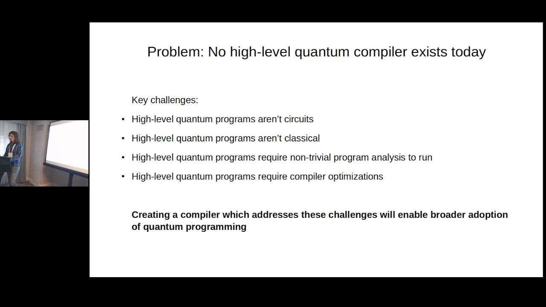And we need non-trivial program transformations to, for example, synthesize uncomputation, which we will see how we can do. And finally, if we want it to be convenient to write high-level algorithms, we want compiler optimizations, because hand optimizing code isn't really a nice experience, especially when implementing high-level algorithms. So basically, having a compiler for such languages would enable broader adoption of quantum programming.